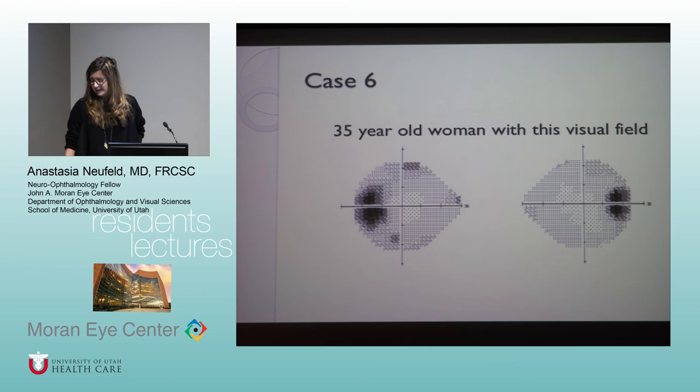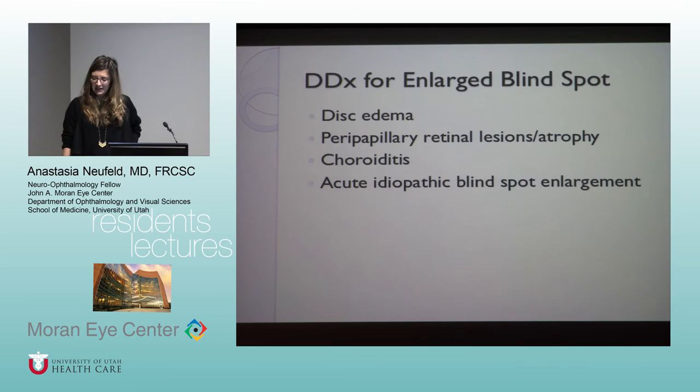Very good. And again, you should have a differential, and these are probably the most common things that cause an enlarged blind spot. Of course, disc edema is one of those things that we always have to think about, and you hope that you do look in the back of the eye to confirm or deny that. You can have peripapillary retinal lesions, choroiditis, or peripapillary atrophy in myopic tilted nerves that gives you enlargement of the blind spot.